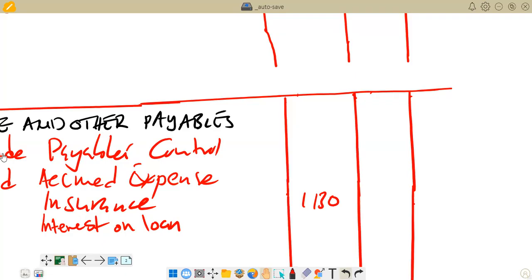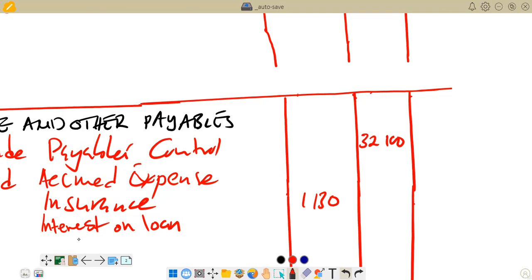So the figure for trade payables control that we are given in the list of balances is 32,100. Remember, 32,100 is the figure for trade creditors control, or trade payables control. So you put it here, it's 32,100. And then for the accrued expense, we have insurance that we calculated and said is 1,130, according to our calculation that we did in the statement of comprehensive income.